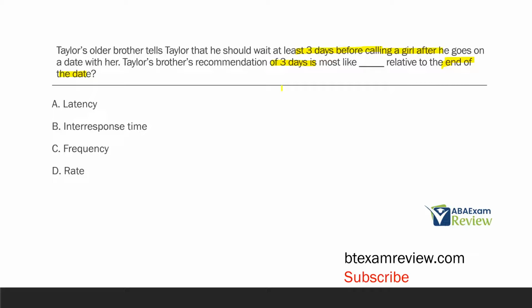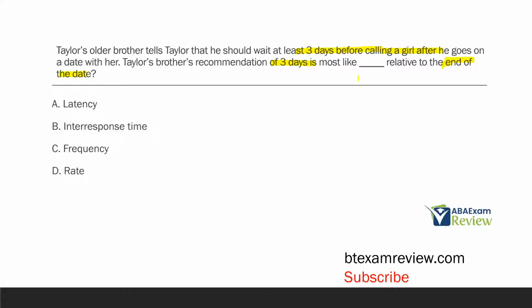This is not a frequency over time situation. We're not looking for a rate here. We just have one length of time, 3 days. Now, 3 days relative to the end of the date. So our entire sequence is: the date ends, Taylor waits 3 days, and then he calls the girl. So we're looking at the time in between the end of that date and Taylor calling the girl. In other words, the time between the SD and the response.